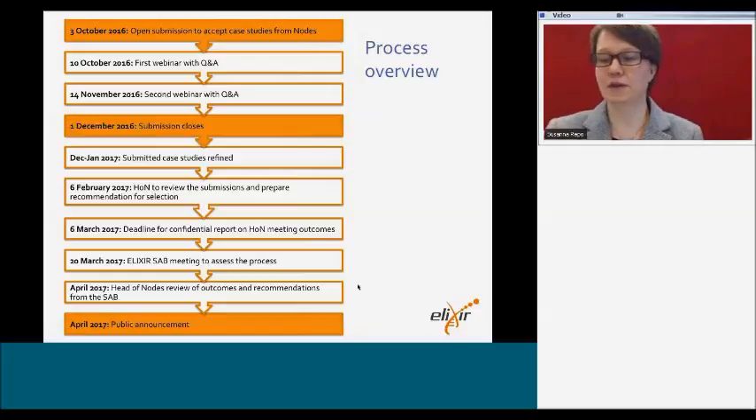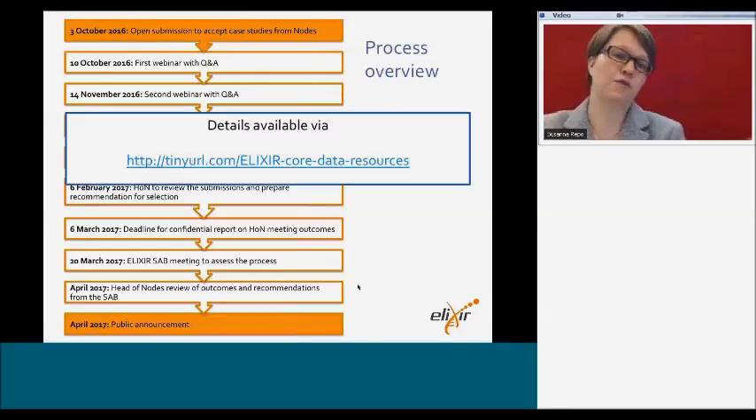Based on the feedback from the heads of nodes, we sat down here at the hub and developed these detailed steps to test the process for the selection of ELIXIR core data resources. I will go over each of these steps in this presentation, and please do ask questions at the end as well. The details of all of this are available in the document that has been shared with all nodes. It's at tinyurl.com, elixir-core-data resources. So please take a look there for all the details.